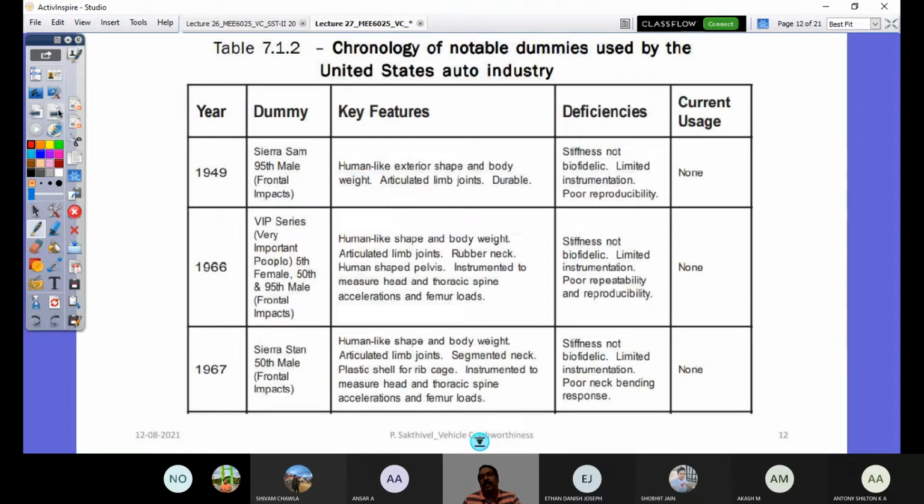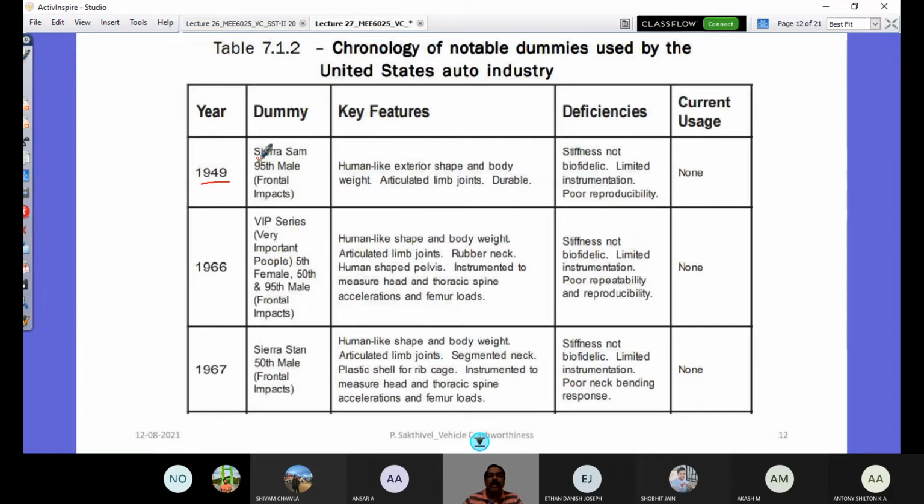Let's look at the highlights of the biography of these dummies. The first dummy is from 1949. That is Sierra Sam. And then you can see the key features of that, the deficiencies, and whether they are currently used. So they are outdated. You can see that in 2006 the expiry of Sierra Sam happened. That is an absolute time; after that, there is no more use of this. Until 2006 it was still tested somewhere, but now there is no current use of this.